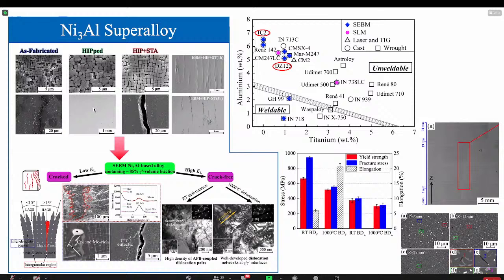After the HIP, because you do a slow cooling, you lose all of the cuboidal shape of the gamma prime precipitate-strengthened phase. So you have to give another solution treatment and aging to try to restore the cuboidal-shaped gamma prime. However, after that, you will see a massive amount of cracks reappear in this microstructure.